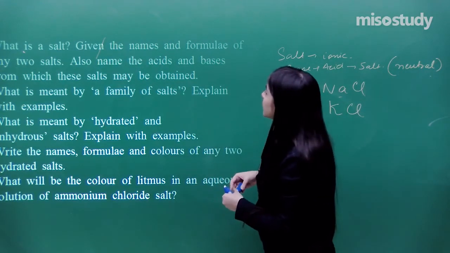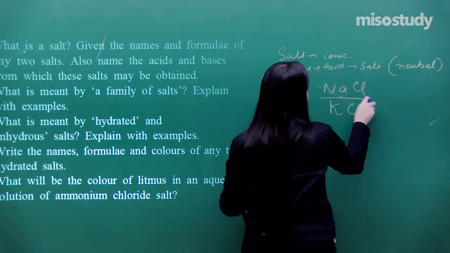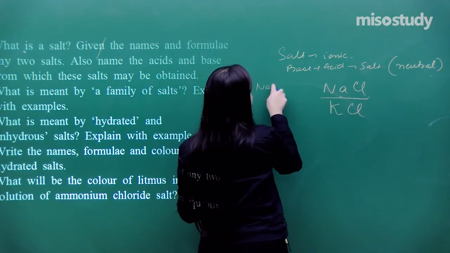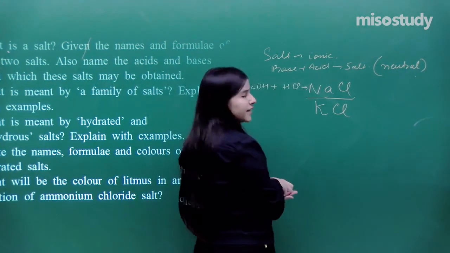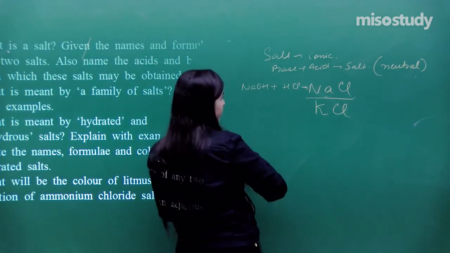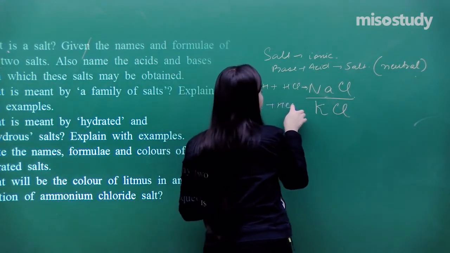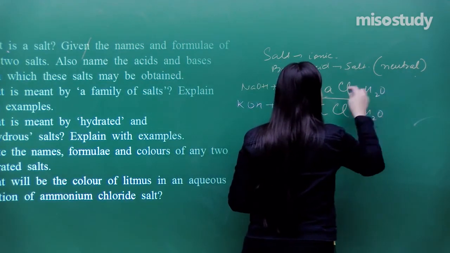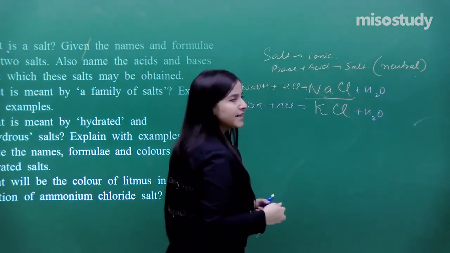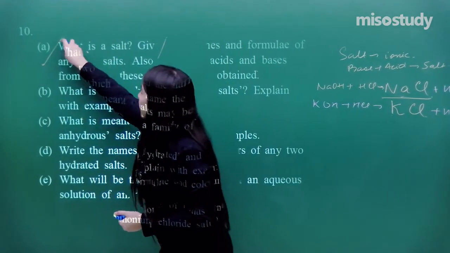From which acids and bases have these salts been made? Okay, so see here, Na came from NaOH, one base, and one acid I need, that means it would have been HCl. KCl, in a similar way, KOH plus HCl, giving KCl plus, in both of the cases, I obtain neutral water as well, just in order to complete the entire equation, fine. Okay, so yeah, that completes A part.